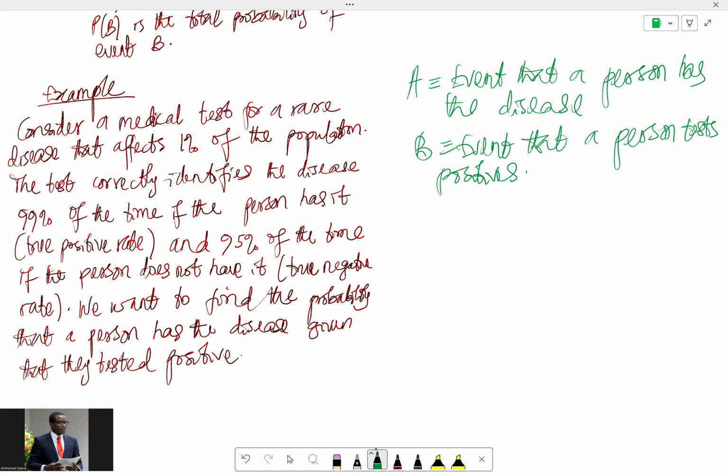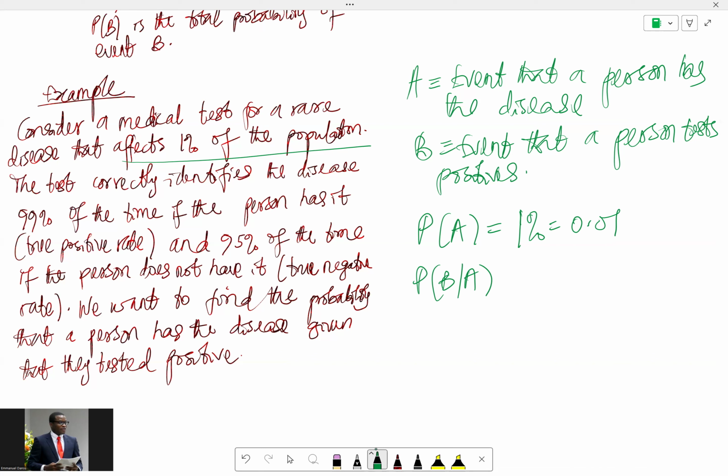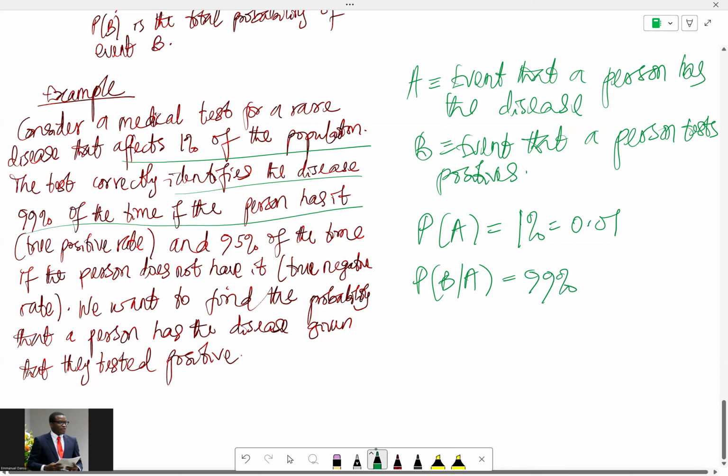So again, we have the following. We have the probability that a person has the disease, which is 1% of the population. That's 1%, and that is 1/100, which is 0.01. Then we have the probability of B given A. That's the probability that a person tests positive, given that the person has the disease. That is correct identification of the disease 99% of the time if the person has it. So that is 99%, so that's 0.99.